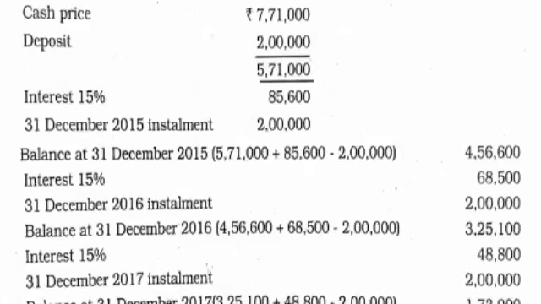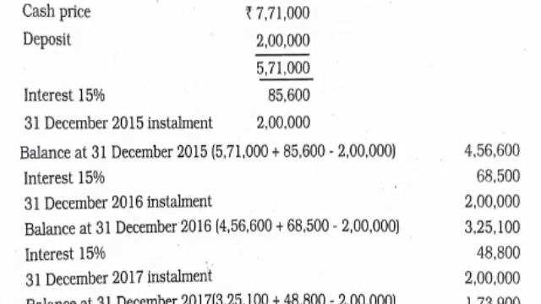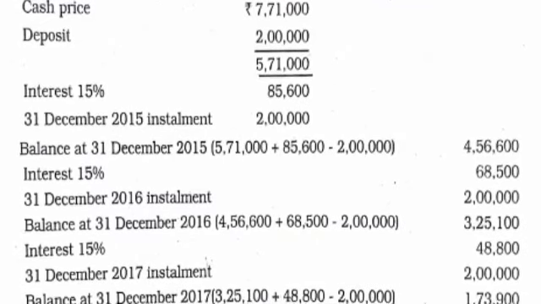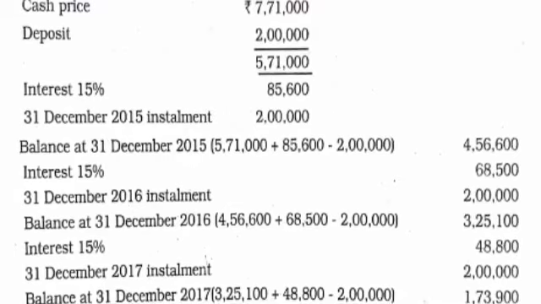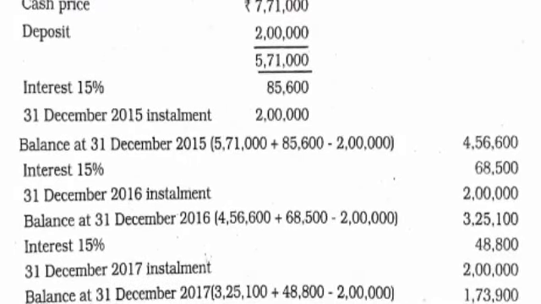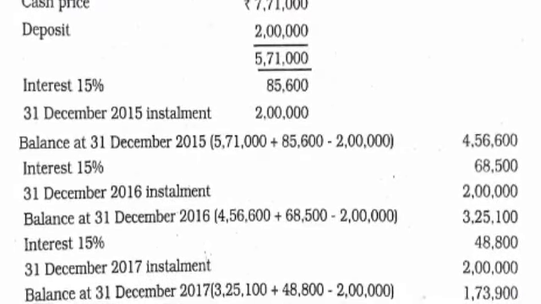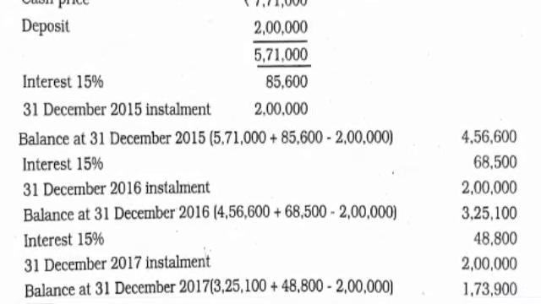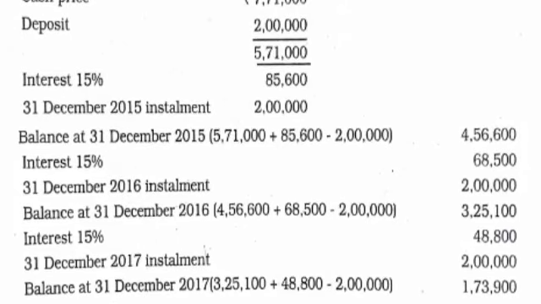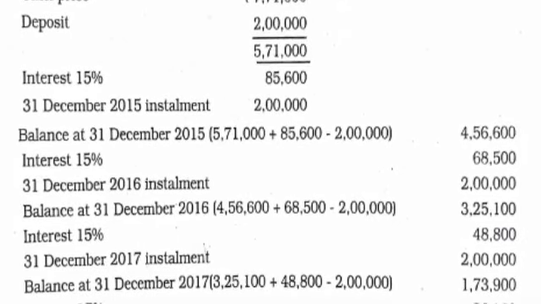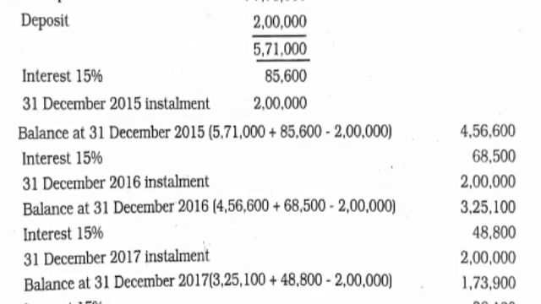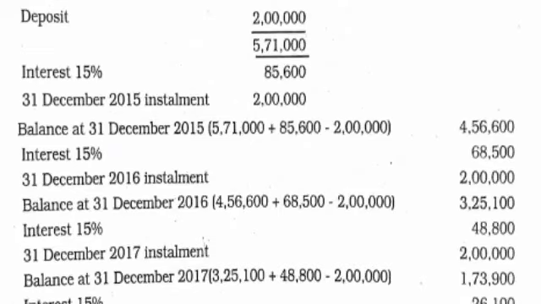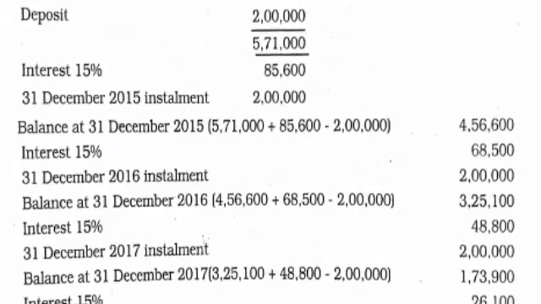Now let us see how to calculate the amount. First of all, we know the cash price is 7,71,000 and the initial deposit is 2 lakh. The balance amount is 5,71,000. Then the interest amount for the first year at 15% is 85,600. So the amount payable increases to 5,71,000 plus 85,600.